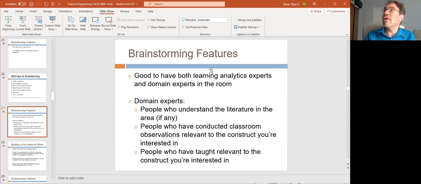Or if we annotate log files, a little more common, a little easier to do these days, then people who've done that annotation. People who've taught relevant to the construct you're interested in. If you've got some domain construct that you're trying to model, like computational thinking or Newton's laws, people who've actually taught that probably will have a deeper understanding of how the behavior manifests itself. There is no substitute for getting teachers in your brainstorming sessions, teachers, university instructors, if you feasibly can. They provide such an amazing perspective.